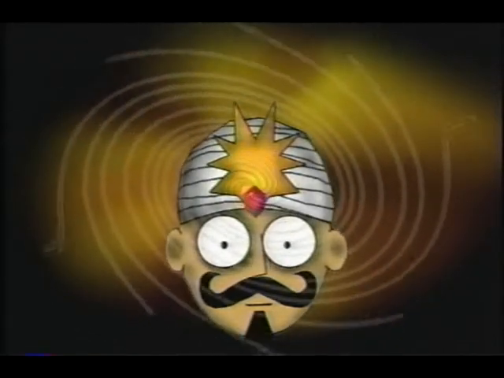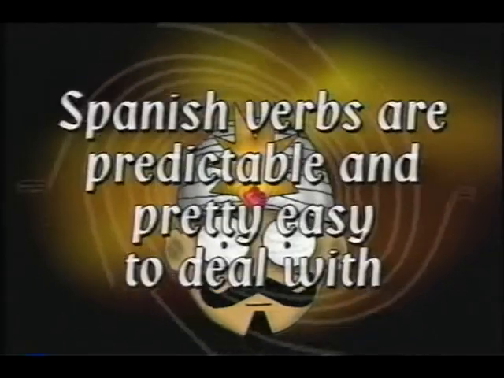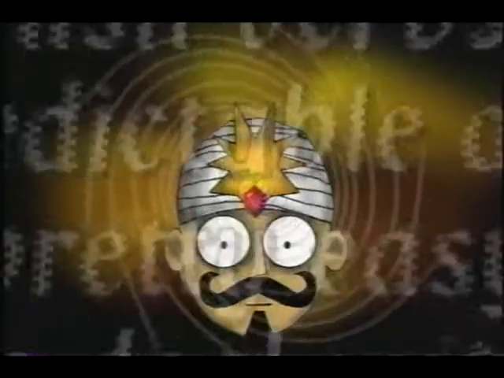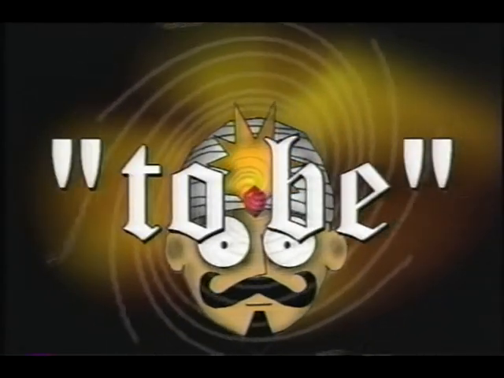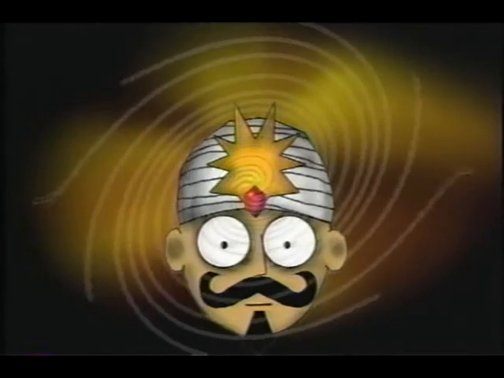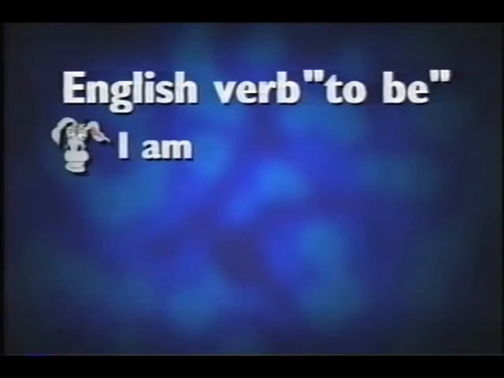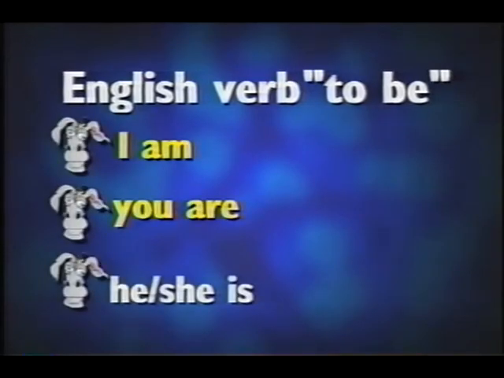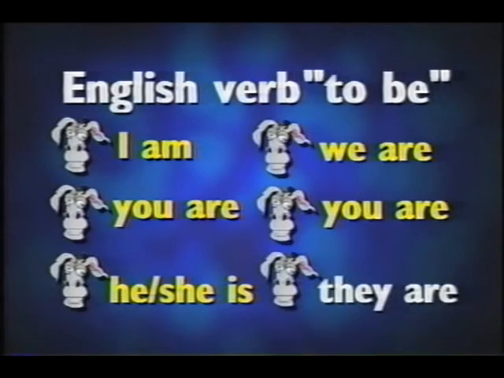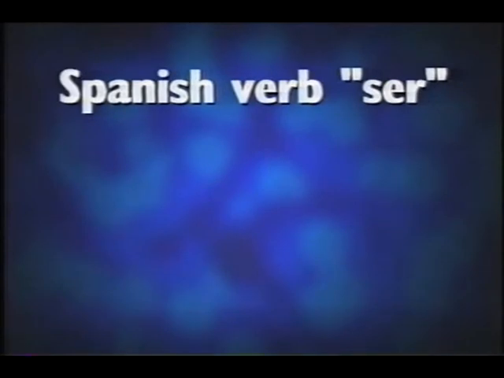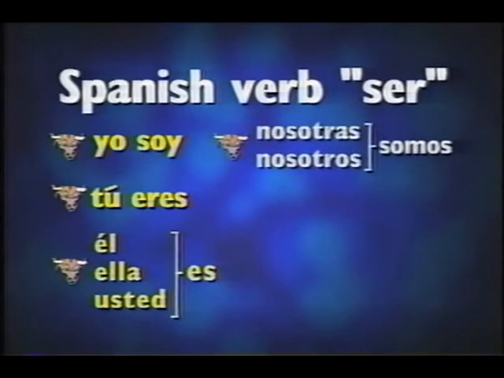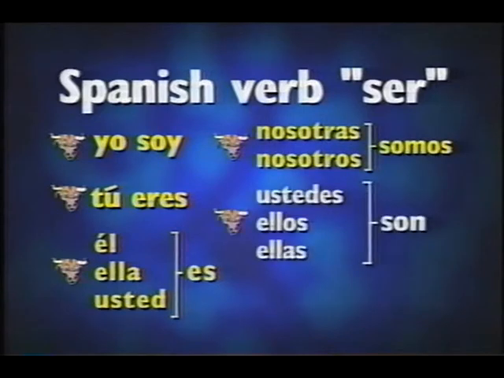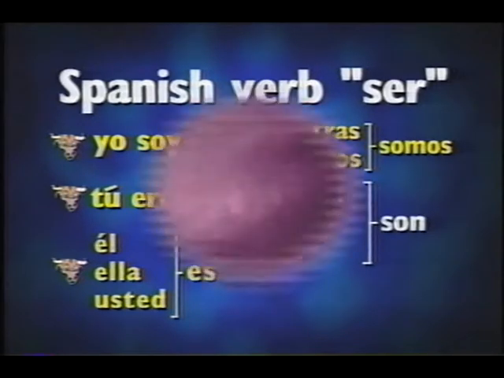There are a number of irregular verbs in Spanish, but for the most part, Spanish verbs are predictable and pretty easy to deal with. Let's start by conjugating the English verb to be, just so you'll remember what a conjugation looks like. Then we'll conjugate the Spanish verb ser. The conjugation of the English verb to be goes like this. I am, you are, he or she is, we are, you are, they are. Now let's do the same thing in Spanish with the verb ser. Yo soy, tú eres, él, ella, or usted es, nosotros or nosotras somos, ustedes, ellos, or ellas son.